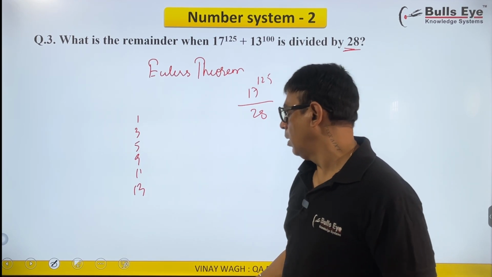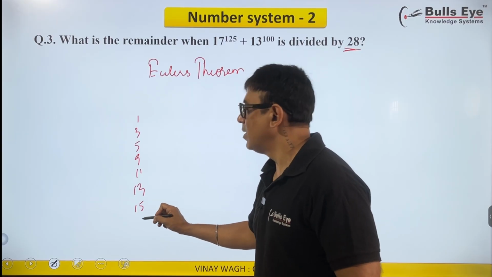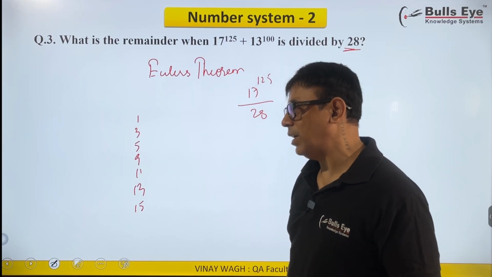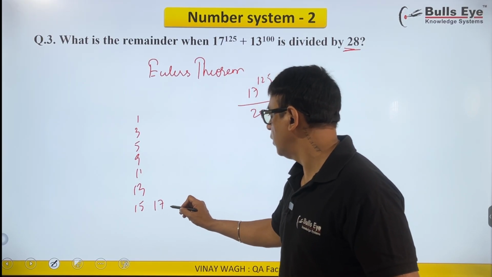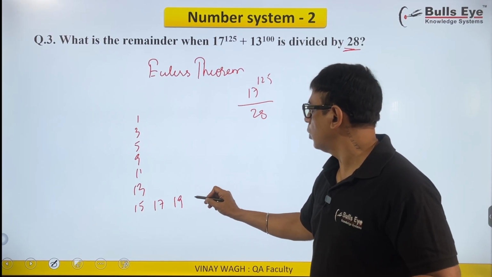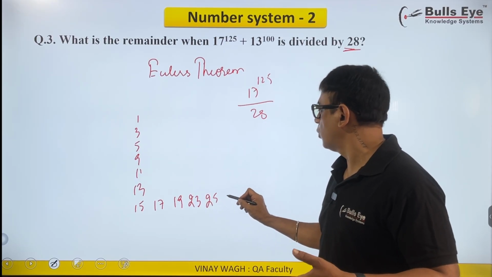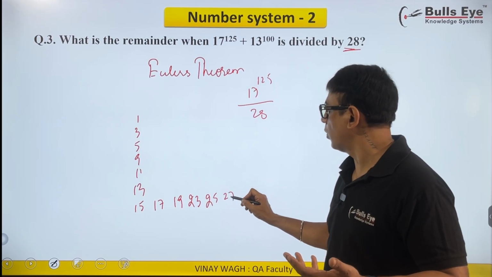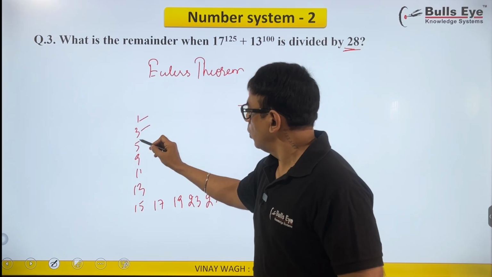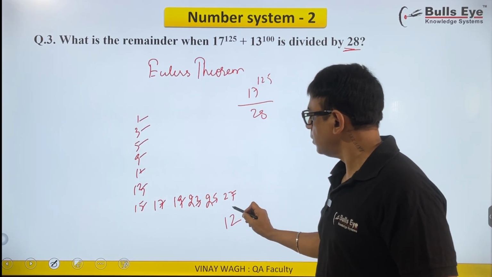I've come till 13. 14, it's not co-prime. 15, it is welcome. 16, it is not. 17, it is. 18, it is not. 19, it is. 20 is omitted. 21, no. 22, no. 23 is okay. 24, no. 25 is okay. 26, no. 27 is okay. 1, 2, 3, 4, 5, 6, 7, 8, 9, 10, 11, 12.